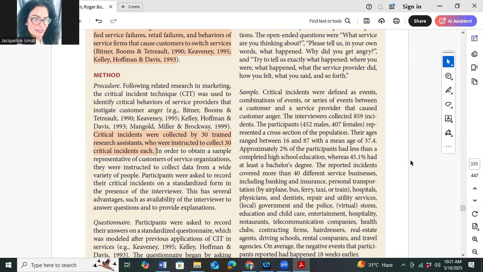In order to obtain a sample representative of customers of service organizations, they were instructed to collect data from a wide variety of people. Participants were asked to record their critical incidents on a standardized form in the presence of the interviewer. This has several advantages such as availability of the interviewer to answer questions and to provide explanations.